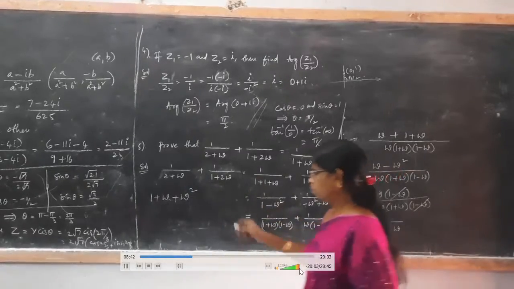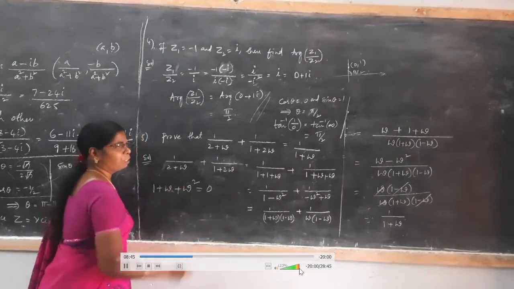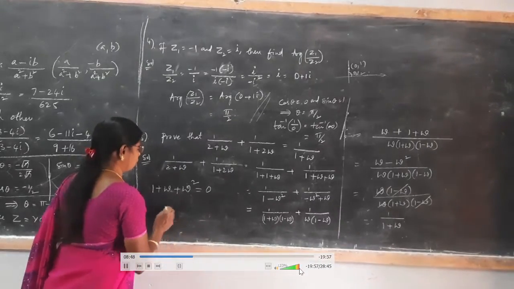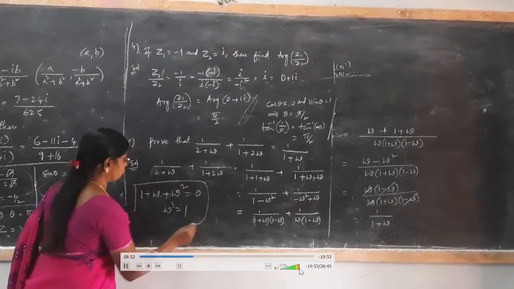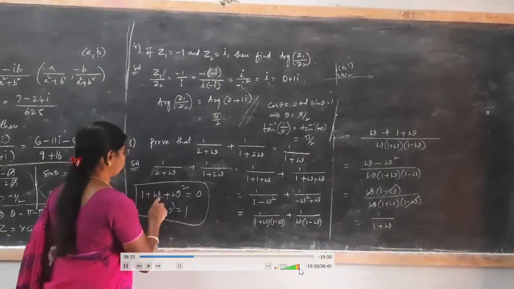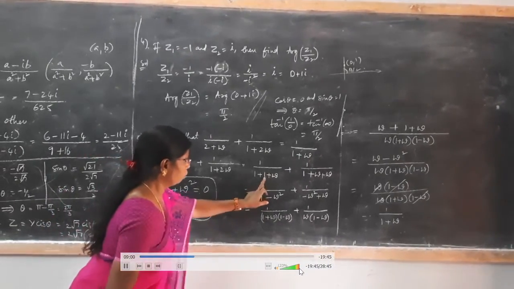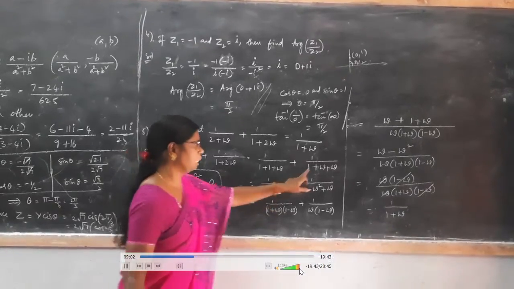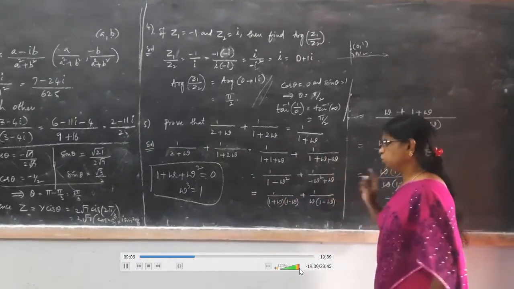Okay, here see, when 1 and omega, omega square are the cube roots of unity, we have two results. Remember these results: 1 plus omega plus omega square is 0. So what is 1 plus omega? Minus omega square. That is, 1 plus omega is minus omega square. Here also 1 plus omega is minus omega square. Now it is very simple.